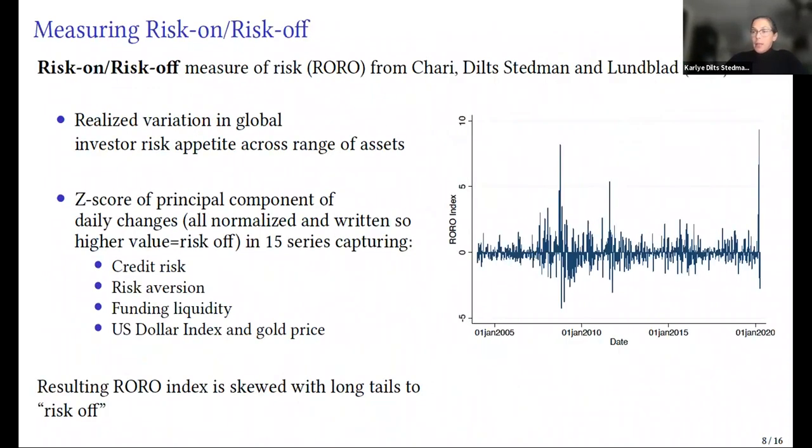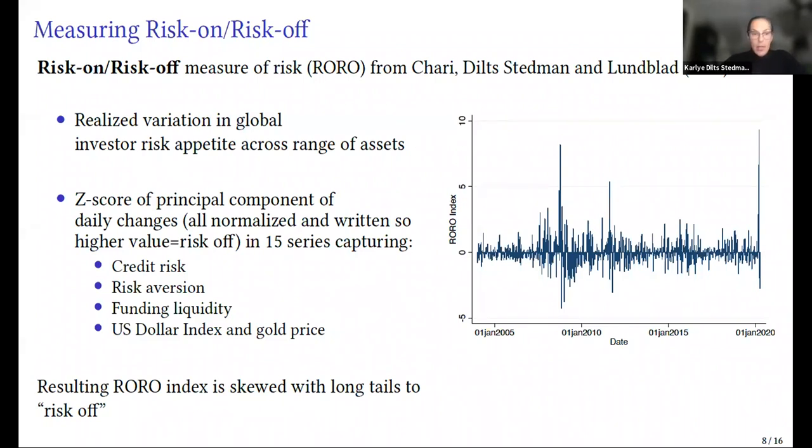So next, let's take a look at the measure of risk taken from another paper that I have with Anusha Chari and with Kristin Lundblad. The so-called RORO index captures realized variation in risk and risk appetite across a variety of assets. So very briefly, we take the z-score of the principal component of daily changes, normalized so that higher values is risk off, in 15 series, capturing credit risk, risk aversion, funding liquidity, and safe haven currencies.